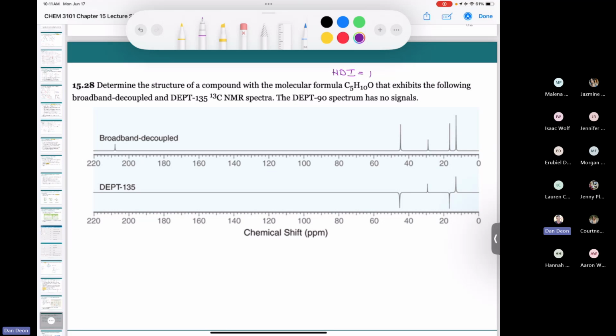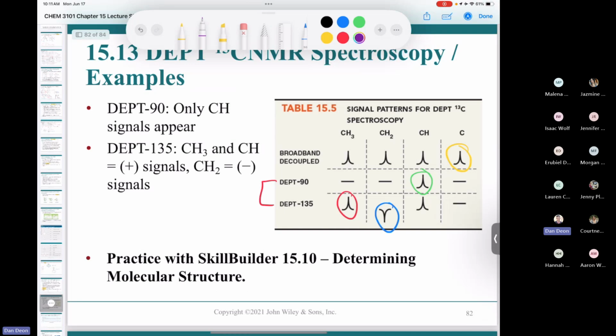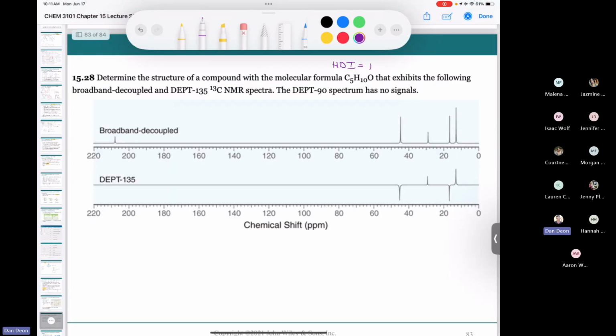And it says here the DEPT 90 has no signals. So let's go back. The DEPT 90 has no signals, so that means there's no methynes. Based off of the DEPT 90, we can say no methynes. There are none of these in the molecule.